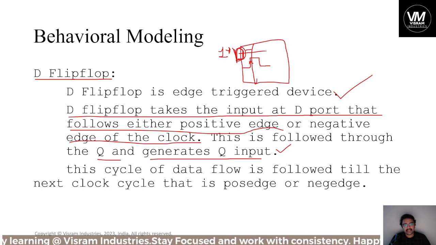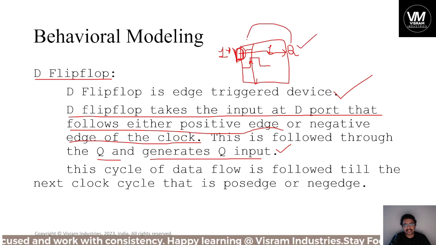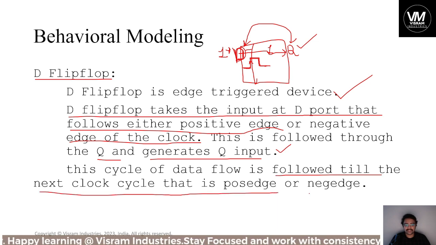So that D port bit or data will be transferred to the Q. This meaning is nothing but this is followed through the Q and generates the Q input. The Q input is followed by the D flip-flop for each clock pulse, whether it might be positive edge or negative edge. This cycle of data flow is followed till the next clock cycle of positive edge or negative edge.